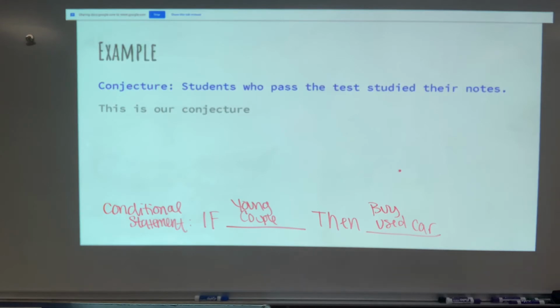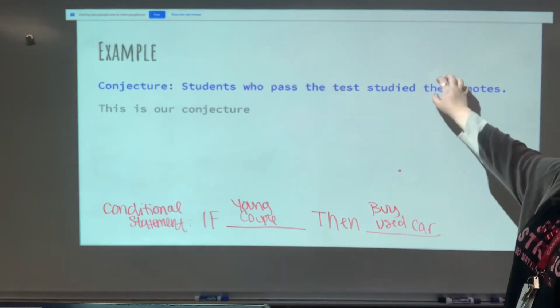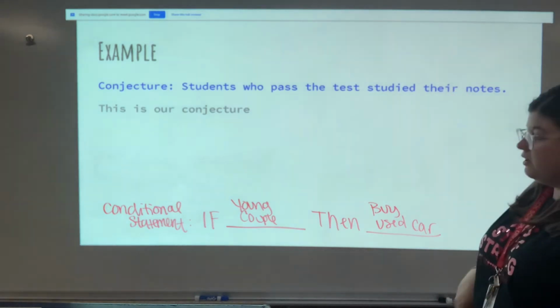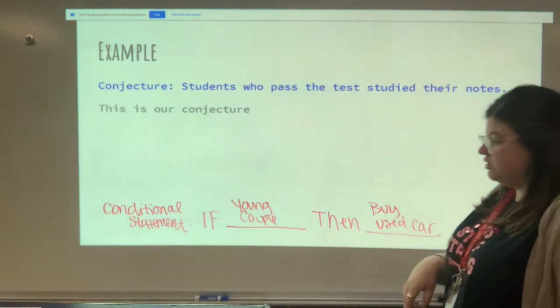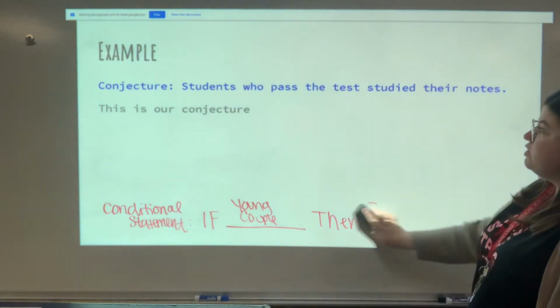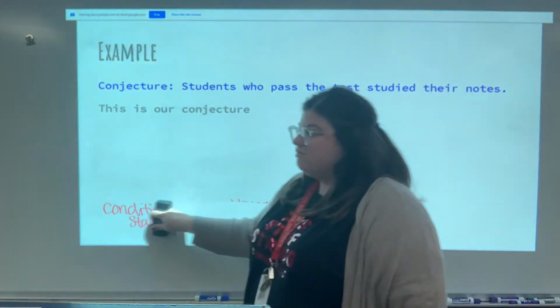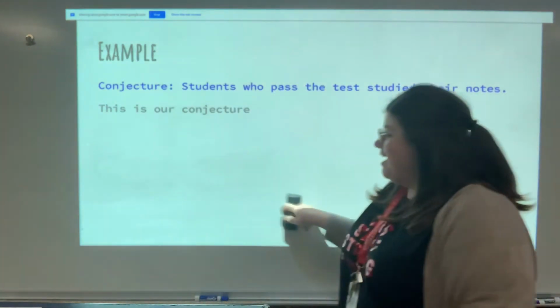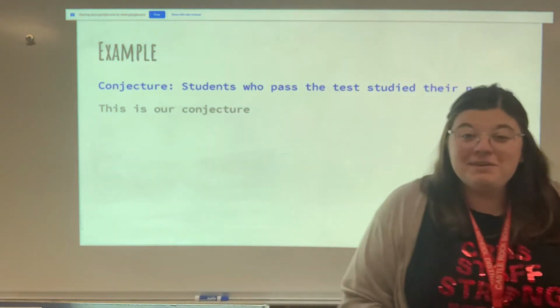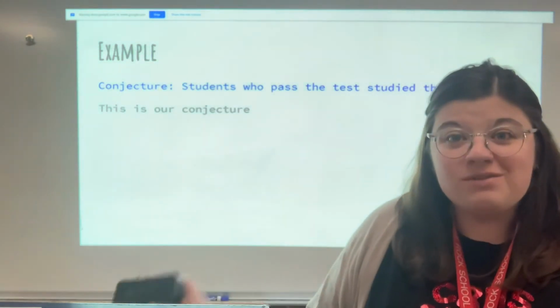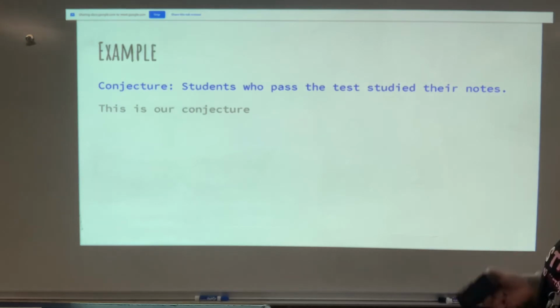Okay. One more example. That last one was a big one. Don't worry about writing that one down. This would be a good example to get. Here is our conjecture. Students who passed the test studied their notes. As a teacher, I hope that is something I believe to be true, right? If you pass the test, you probably studied your notes. A conjecture is a statement that is believed to be true.